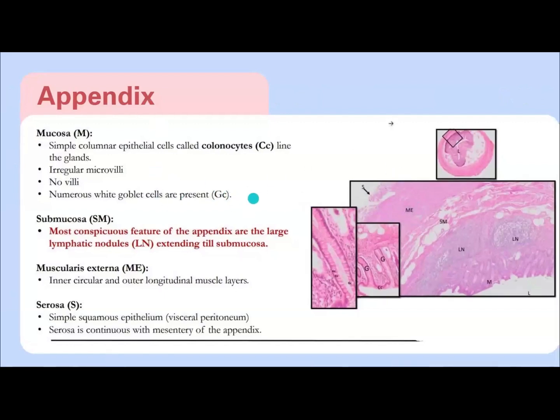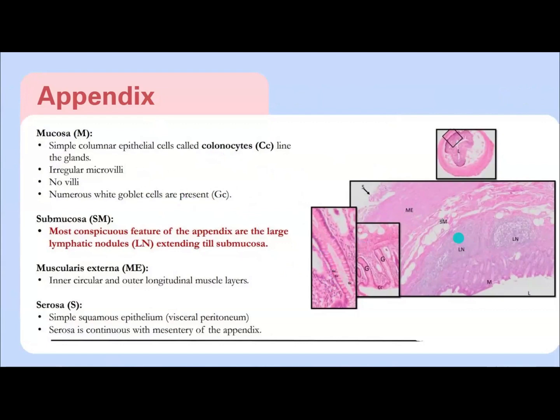The appendix, let's look at the mucosa of the appendix. Okay, we have simple columnar epithelial cells. However, they have a special name in the appendix, which is colonocytes. The columnar epithelial layer of the appendix is called colonocytes.